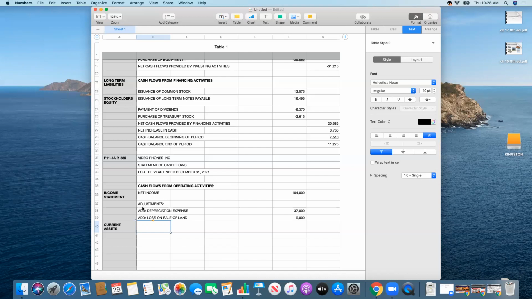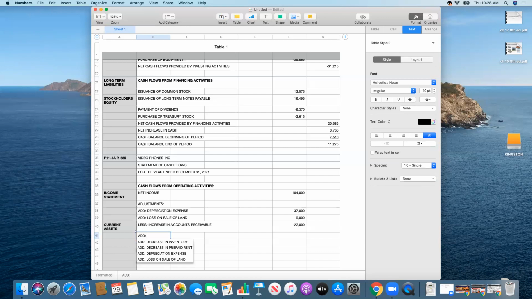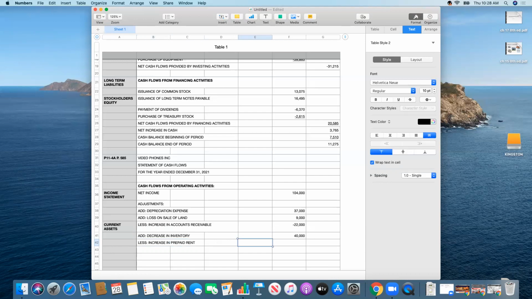So accounts receivable increased by 22, less increase in accounts receivable, minus 22. Inventory decreased, add decrease in inventory. That was 40,000. Less increase in prepaid rent. We're finished with the current assets.